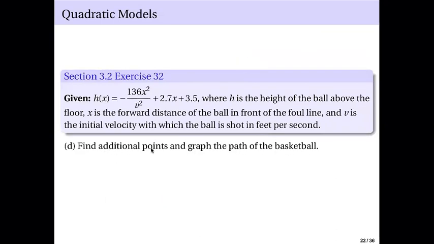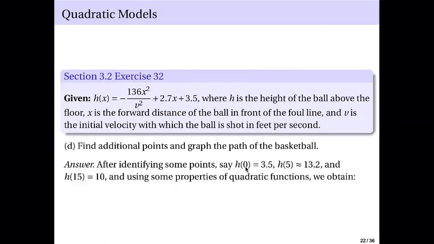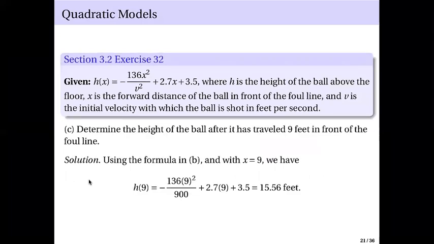And then here, find additional points and graph the path of the basketball. So maybe we can use h of 0. It's 3.5. When x equals 0, you just have your 3.5 here. H of 5 is roughly 13.2. H of 15 is 10. So we have this point, this point, this point, and we can even use this point, h of 9, 15.56.